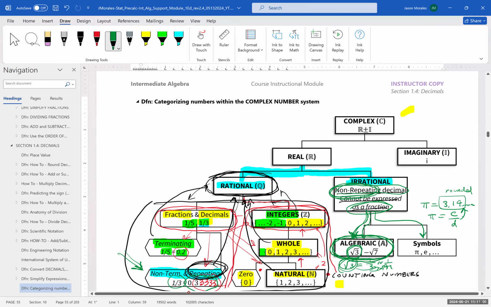Well, instead of working with a non-repeating decimal that just goes on forever, we just use a symbol to represent that. And so we use pi. So pi is represented as a symbol, but it too is an irrational number. And there's others like e, and there's a few others in here that kind of do the same thing. So these are all examples of irrational numbers.